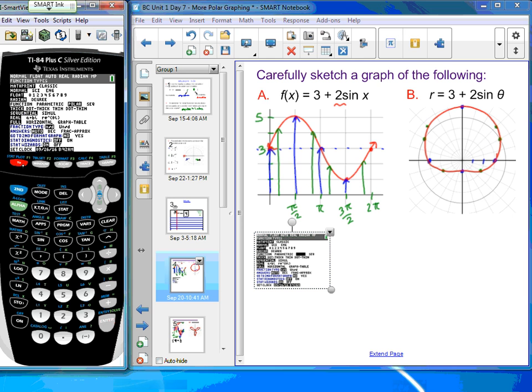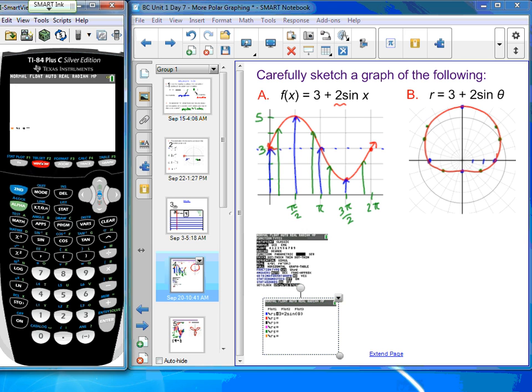And now when I go to my y equals menu, it gives me the r for my r equals equation. I want to do 3 plus 2 sine theta. And I'm going to go 0 to 2 pi. Let's see if it already has that as my default. Okay, so let's go ahead and try that.